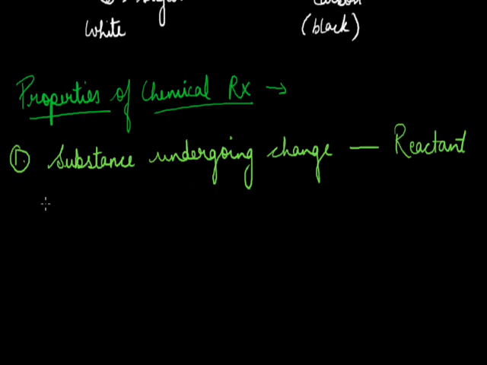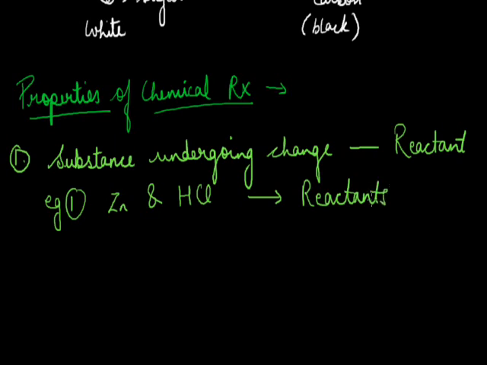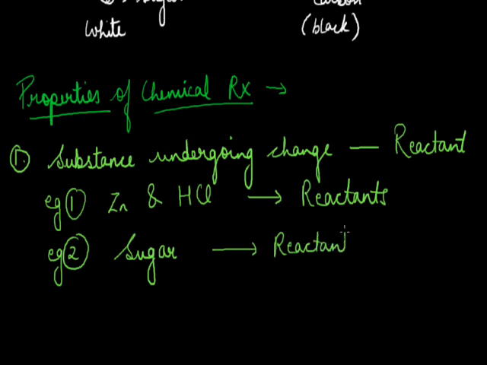As in the above example, we can see in example 1, zinc and HCl. These are the reactants because they are the substances which react before any change is occurring, and these substances are undergoing the change, and so they are known as the reactants. In example 2 we can see sugar. It is the reactant because sugar is undergoing the chemical change.